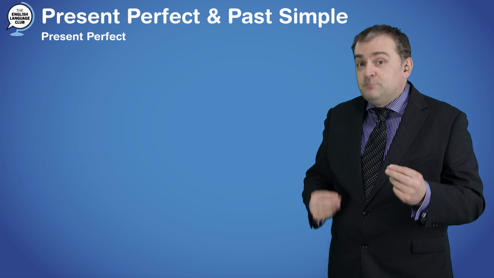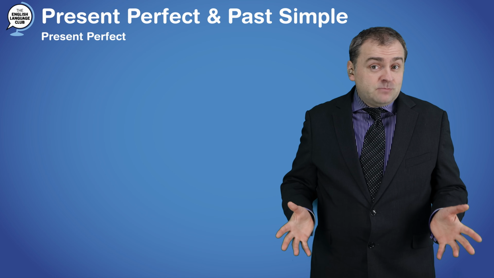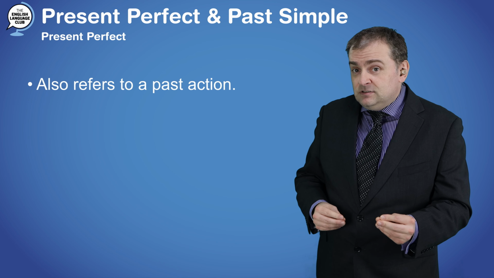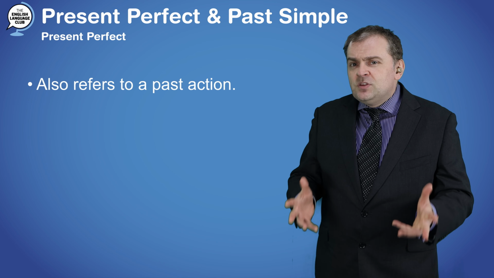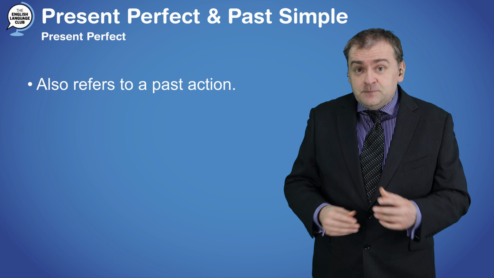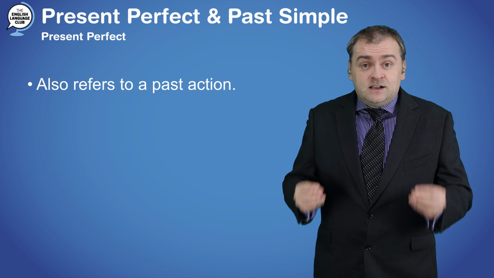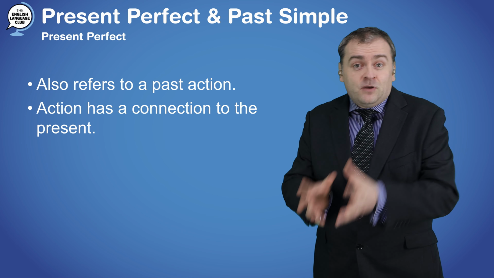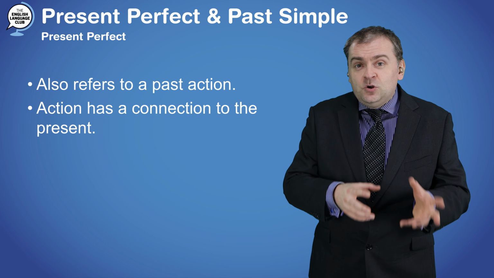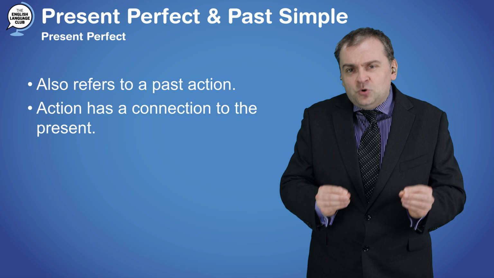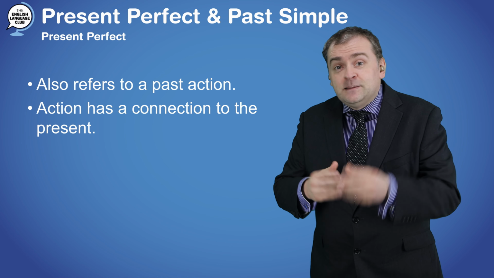Now let's look at the present perfect tense. The present perfect tense is also used to refer to a past action. So why is it called the present perfect? Well, with the present perfect, there must also be a connection between that past event and the present. So we're referring to the past event, but really we're talking about how it affects the present moment.